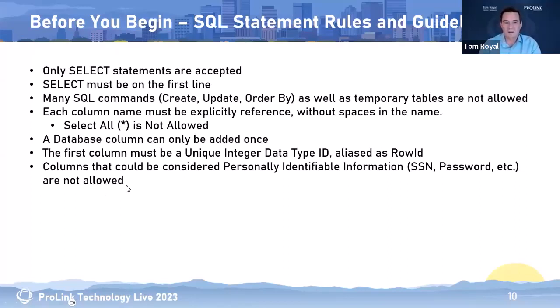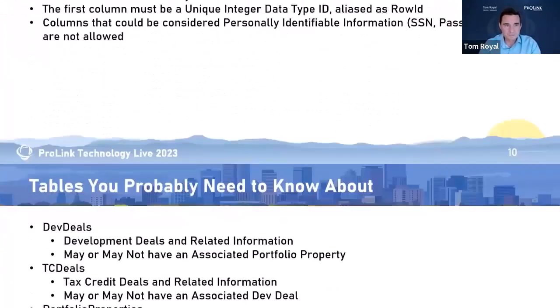And then columns that could be considered personally identifiable information, or PII, so things like SSN and password. We do have restrictions and controls in place that won't allow you to include those within your data view. So again, these are some statement rules and guidelines. This information is also on the custom data view screen, as well as in the help material.